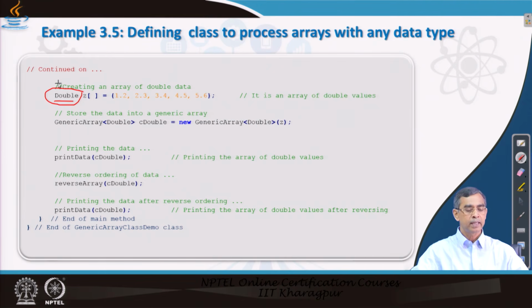If you declare instead of this one a simple double, then it will not work. You have to pass an object, because in case of a generic class, whatever template you define, this template holds for only objects, not for any general values.